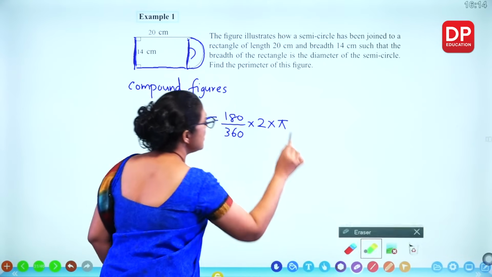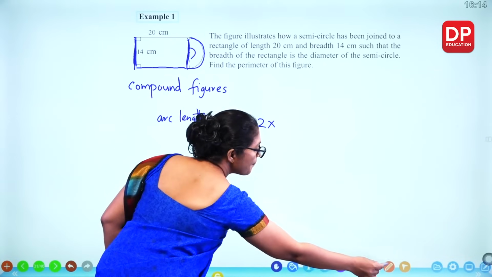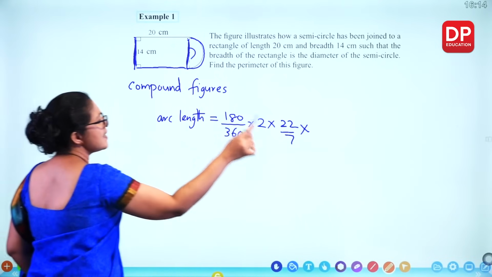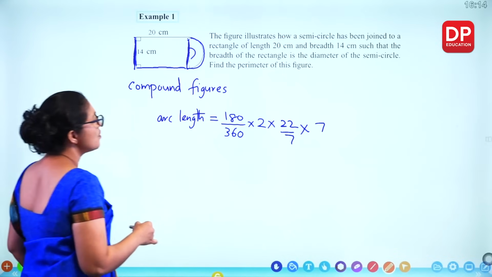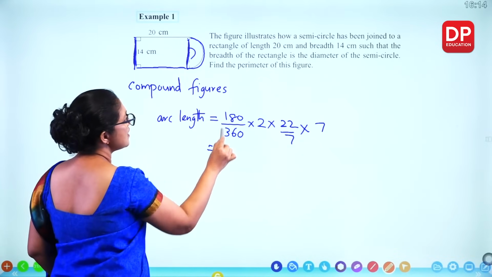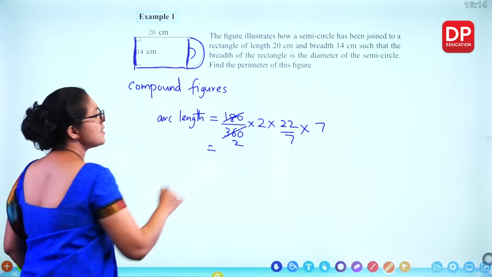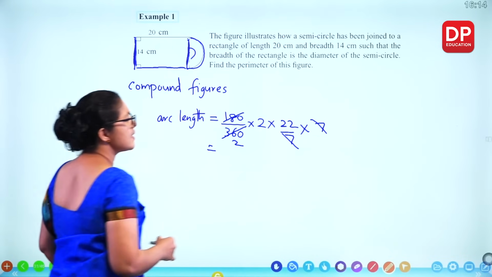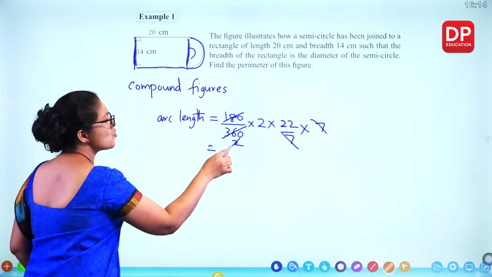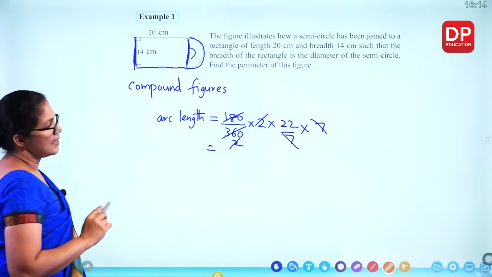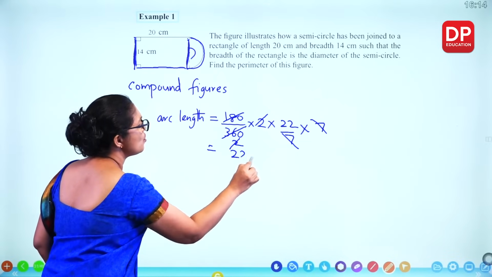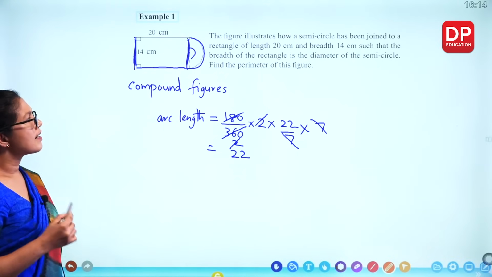So I'll plug in 22 over 7 instead of pi, and the radius is 7. Now try to simplify this. 180 times 2 is 360. The 7s get cancelled out. This 2 and this 2 get cancelled out. So what's remaining? You get 22 as the arc length.